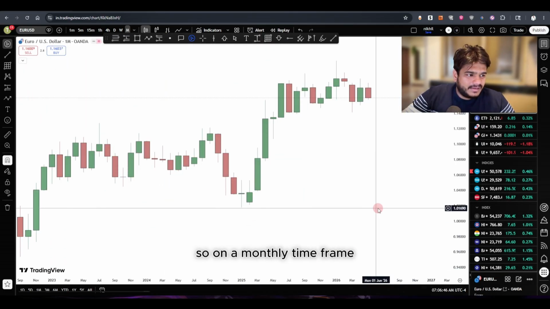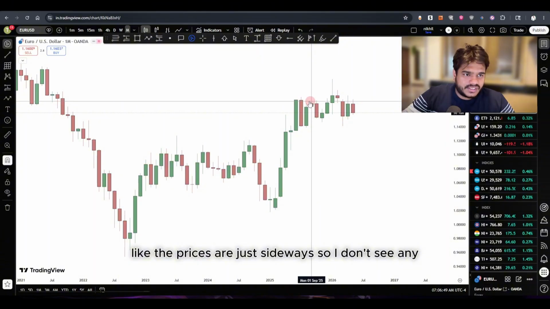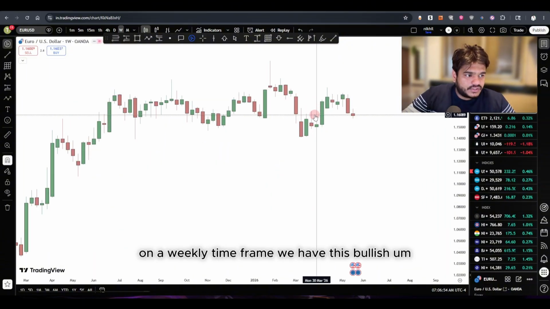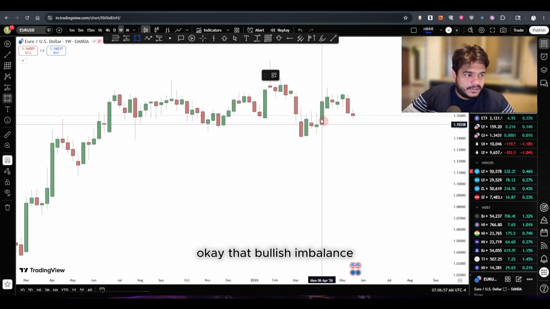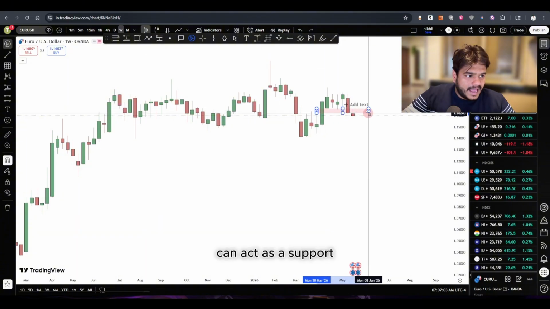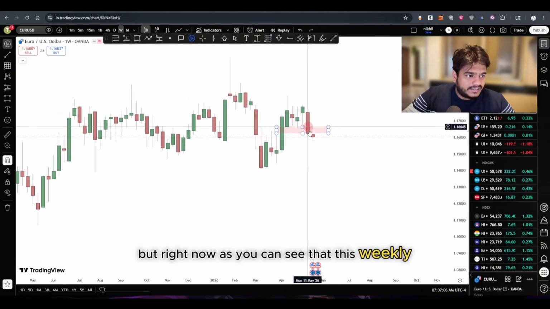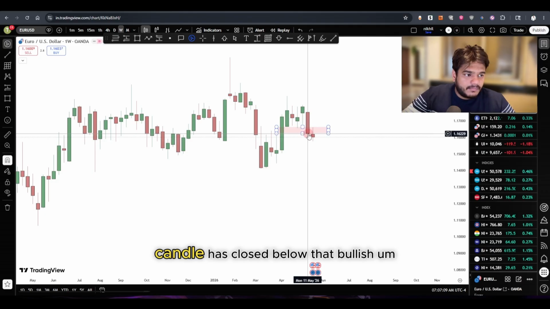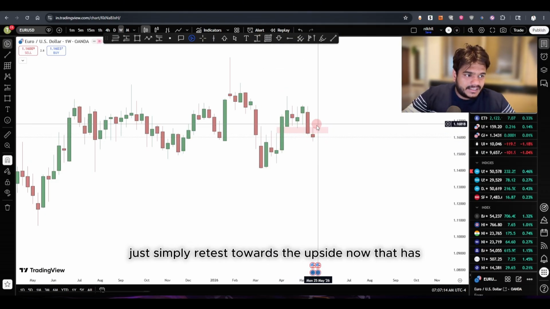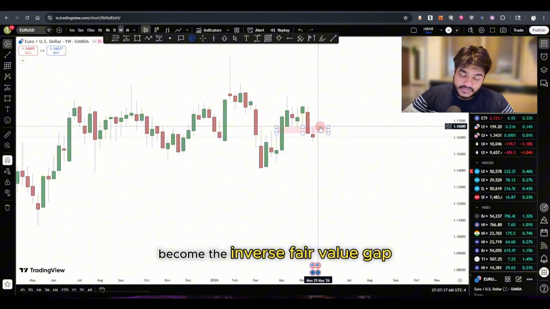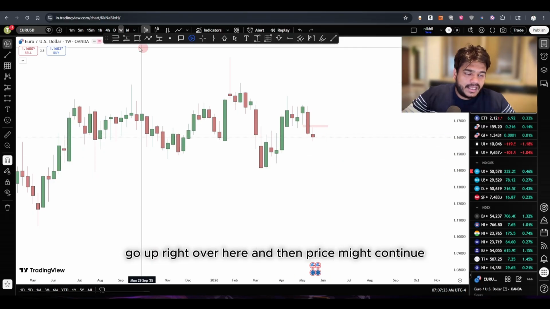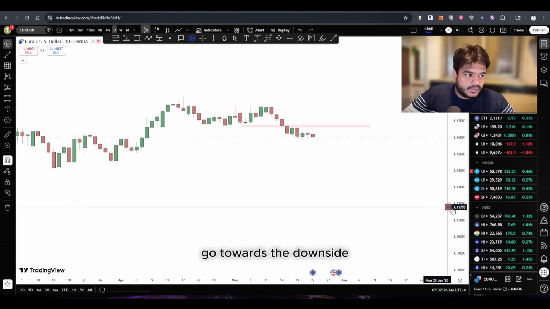On the monthly time frame, the price is just sideways, so I don't see any sort of good price action. On a weekly time frame, we have this bullish imbalance. That bullish imbalance can act as a support, but right now, as you can see, this weekly candle has closed below that bullish fair value gap. That means we can simply retest towards the upside. Now that has become the inverse fair value gap, so we might retest that level, go up right over here, and then price might continue towards the downside.